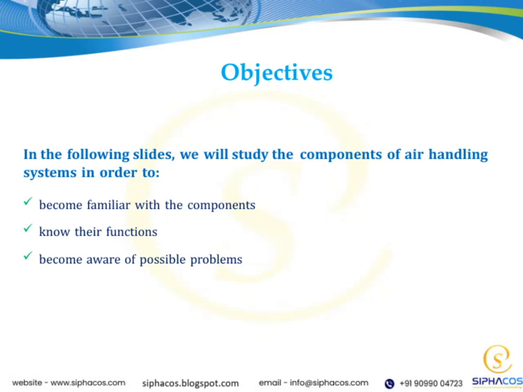Let's take a moment to become familiar with the components of air handling systems. Understanding each part is essential because it helps us see how the system functions as a whole. Next, we'll look at their specific functions. Knowing what each component does allows us to pinpoint where issues might arise. It's also important to become aware of potential problems associated with these components so we can troubleshoot effectively. In the upcoming slides, we'll delve into each component in detail, so by the end, you'll have a clear picture of how these parts work together to ensure optimal air quality and system performance.